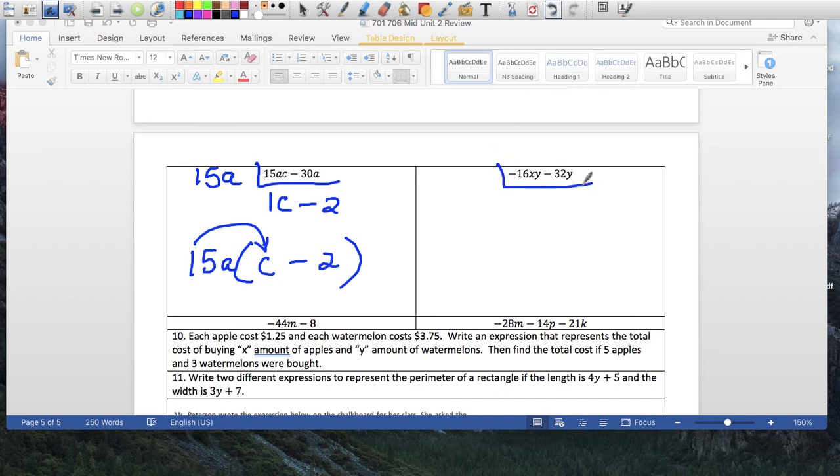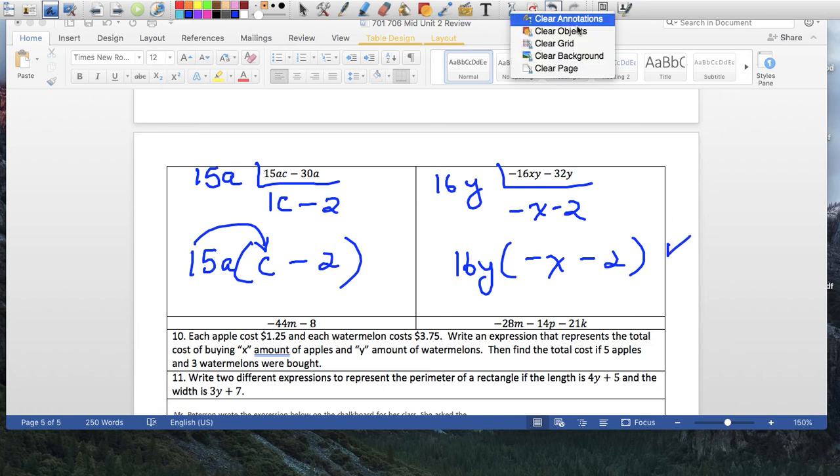This one again, if I did the ladder method, I can pull out a 16, and they also share y in common. So this would be negative x, and 16y into 32y would be negative 2. If you double check, 16y times negative x, you're going to get negative 16xy, good. And then 16y times negative 2, you're going to get negative 32y. Check.